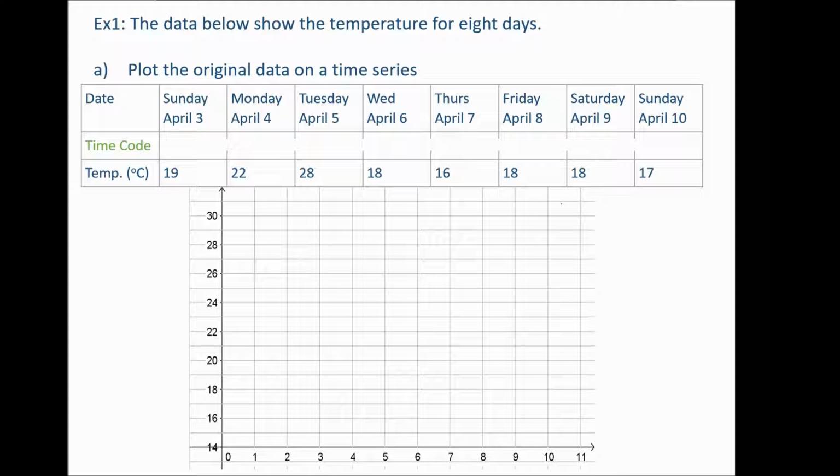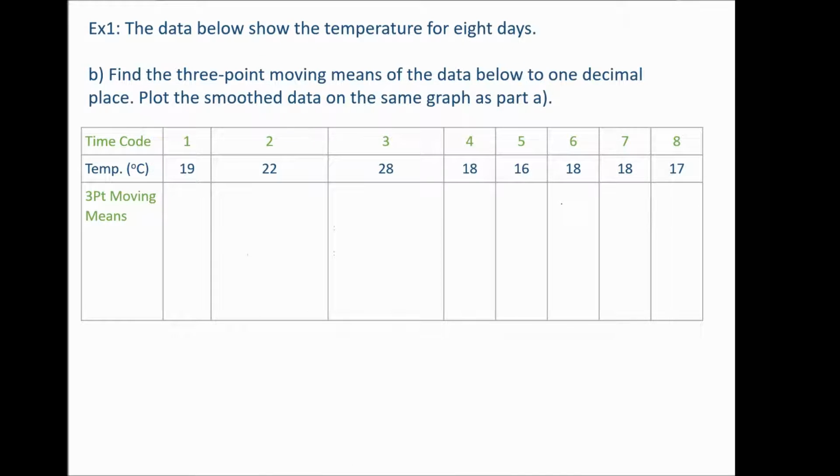In order to plot, I need to first convert to a time code: 1, 2, 3, 4, 5, 6, 7, 8. Then it's a matter of individually plotting, so 1 and 19, 2 and 22, 3 and 28, plotting all of my points, and finally joining them all with lines to make my time series. From this, it looks like there's a negative trend, but with the 28, it's a bit tricky to truly identify if it is a negative trend or not. So now we want to get into smoothing it to get rid of some of that randomness.